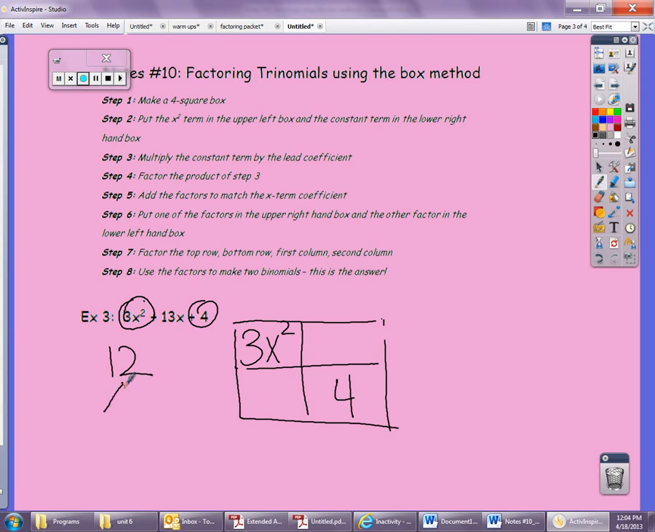Now we have to find the factors of 12. So it's 1 and 12, 2 and 6, 3 and 4. Which of these add up to be 13? Oh, so it's going to be 1 and 12. So we put 1 here, 12 up here. We have to put the letter x up here.